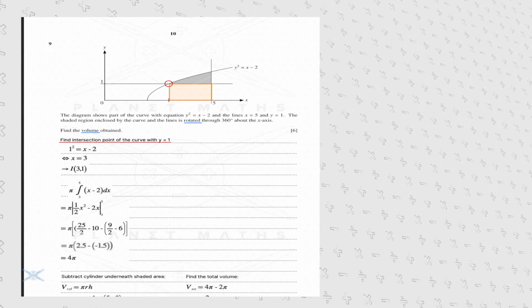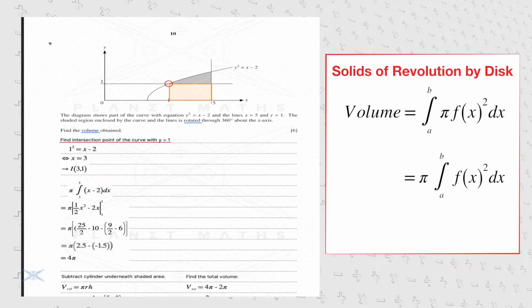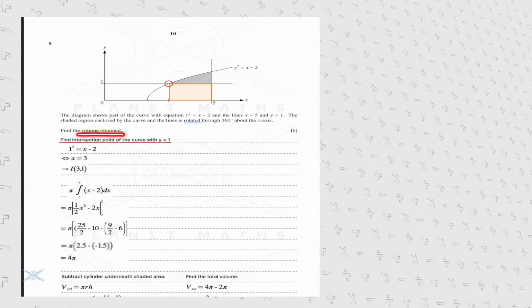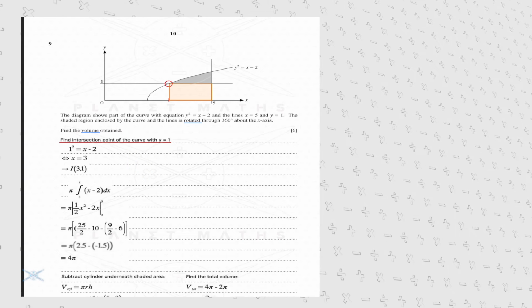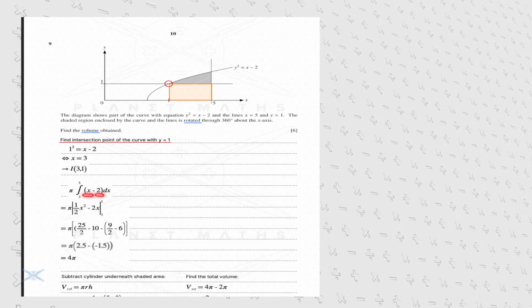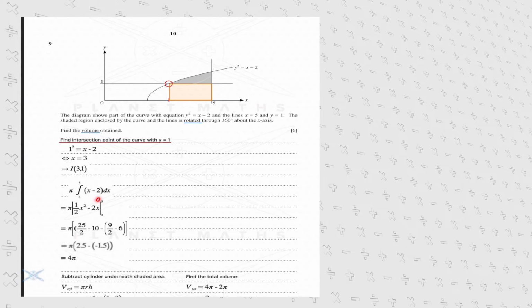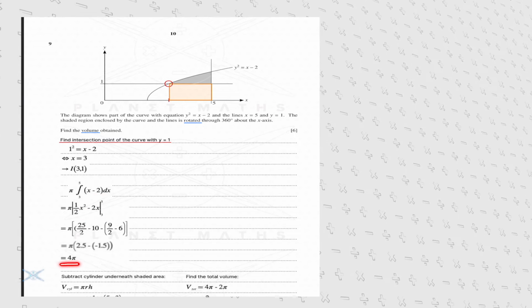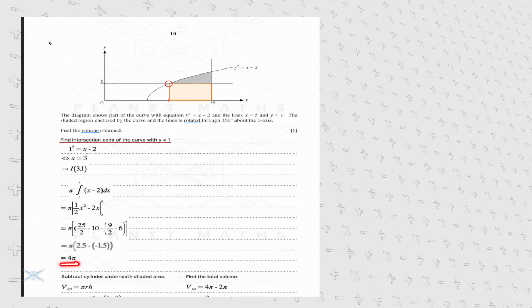Next, using the formula provided, we can set up the equation that needs to be integrated in order to find the volume obtained, and this is done through applying the power rule onto both summands within the brackets, and after plugging in the upper and lower boundaries for x, we'll be able to conclude that the size of the volume obtained is 4 pi.